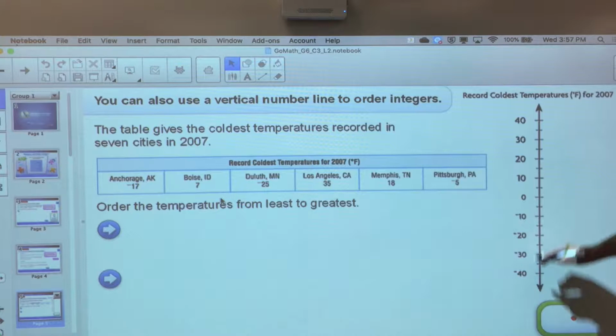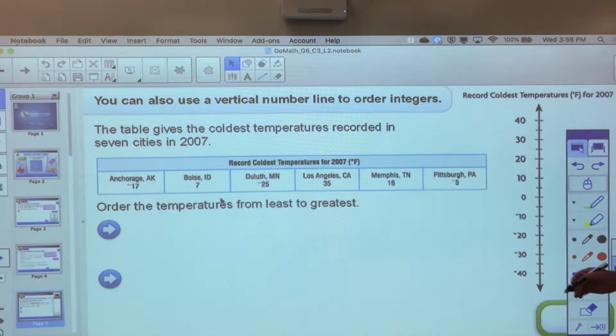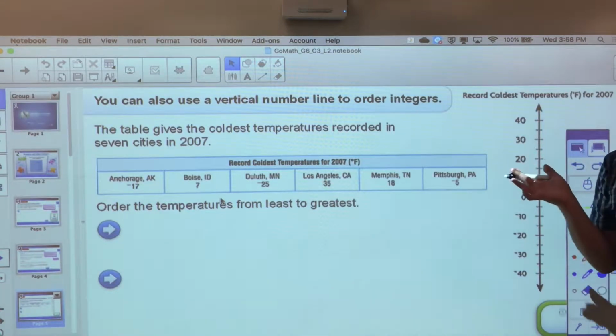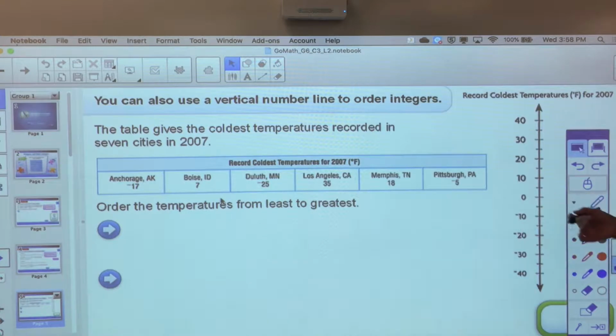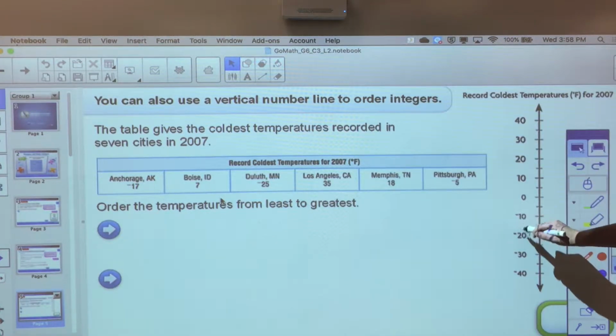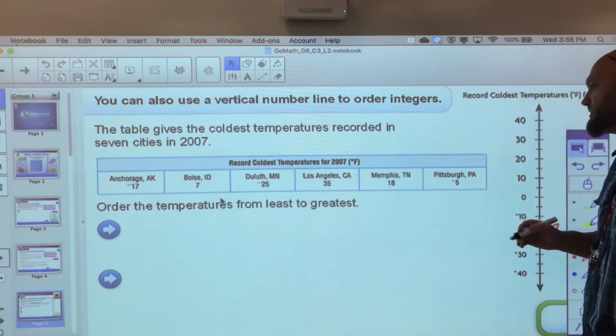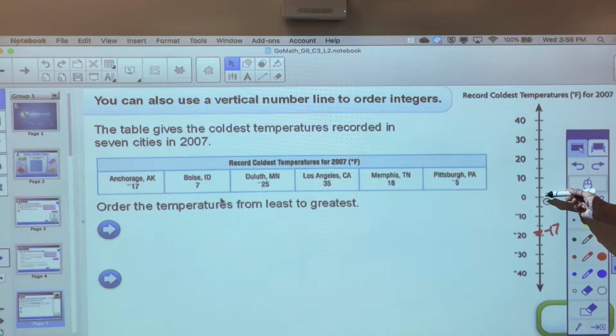So I start, and I'm going to use a vertical number line. Whether it's a vertical or a horizontal number line, it doesn't matter. Really, I'm just looking for the relationship to 0 and each other. So I'm just going to go ahead and look at -17. Well, that's greater than -15 and not quite to -20. So we're right in about here. So that's -17. I'm going to write myself a little reminder there. I have Boise, Idaho at +7. So I'm at 0 and I go up to a +5, and just above that is Boise, Idaho at +7.